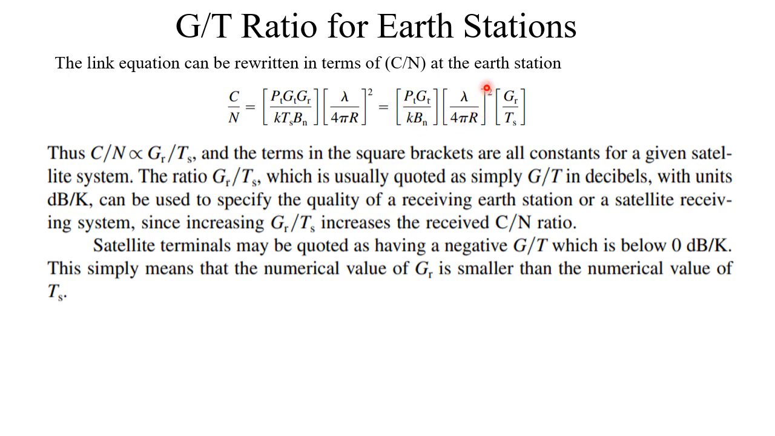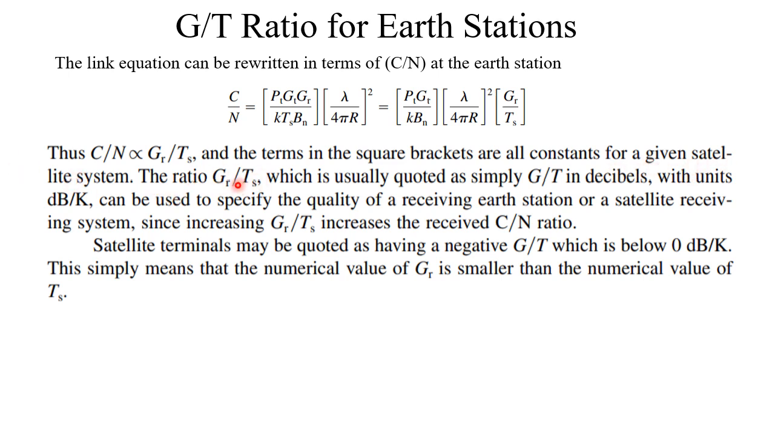All these other terms are actually constant for a particular system. Okay, so we can see that C by N and this GR by TS, rather G by T, are proportional to each other. So the terms in the bracket are all constant for a given satellite system.